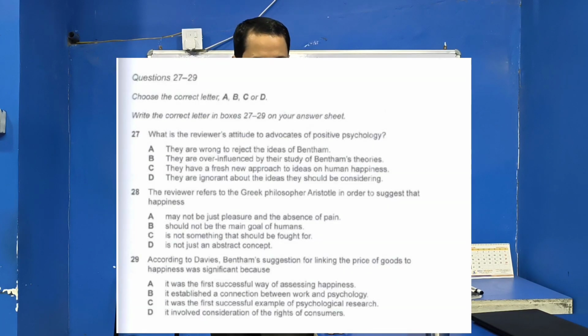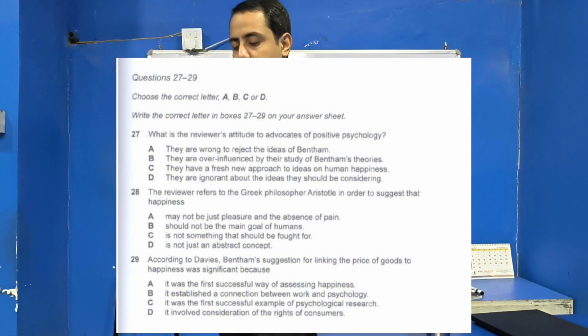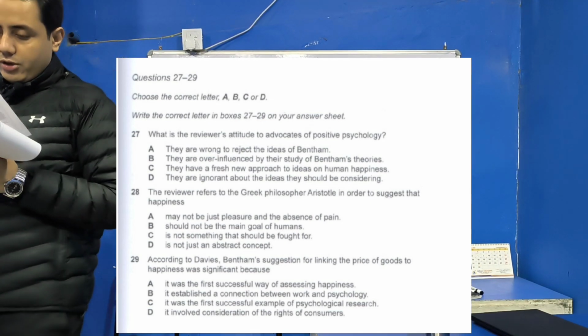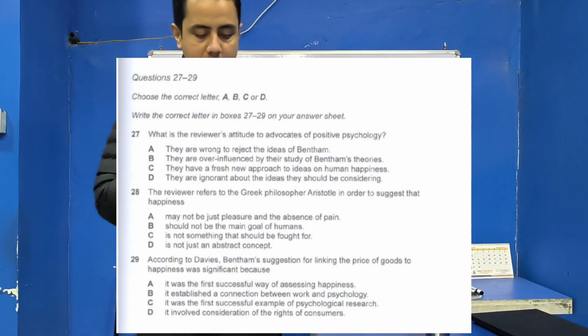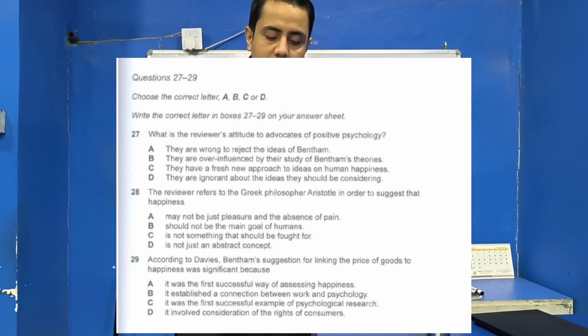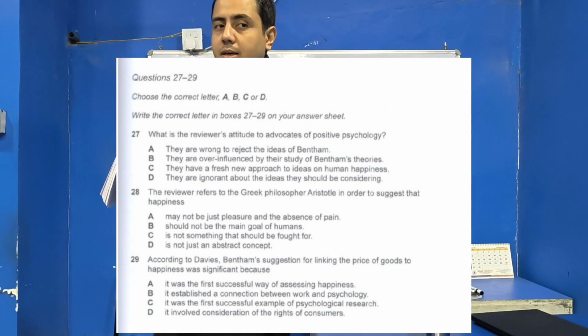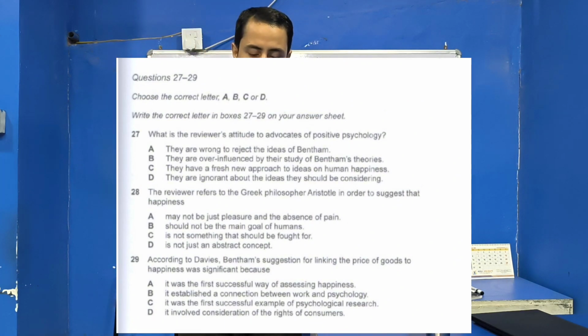Now there's one more, number 29. Let's read that question. According to Davis, Bentham's suggestion for linking the price of goods to happiness was significant because. So what is this now again? A new theory about price of goods and happiness. Number A. It was the first successful way of assessing happiness. Assessing means measuring. So how to measure happiness? Maybe by using the price of goods.